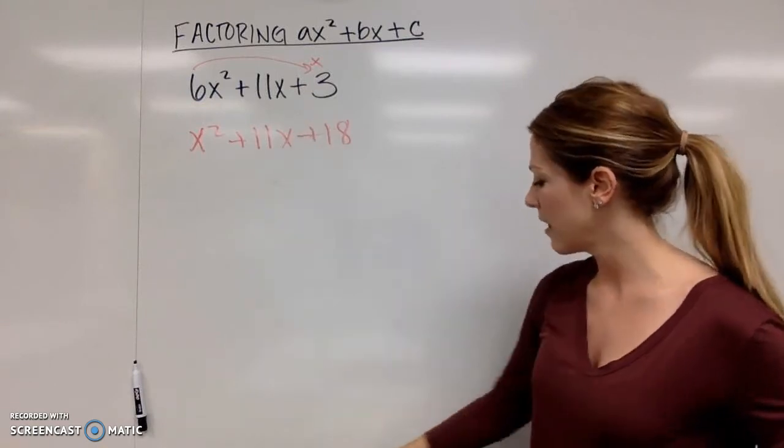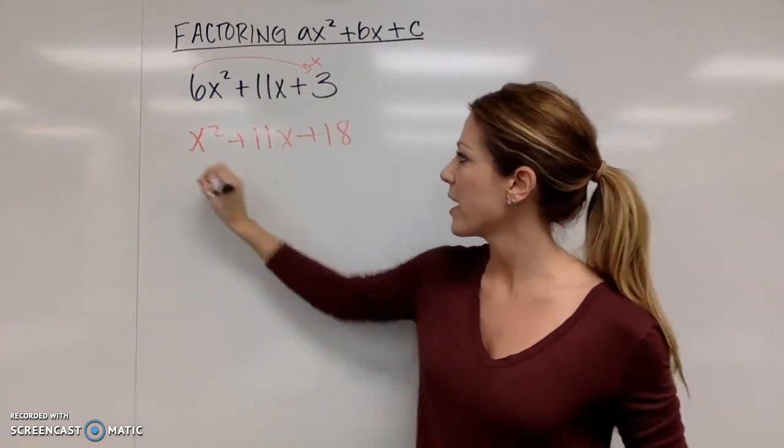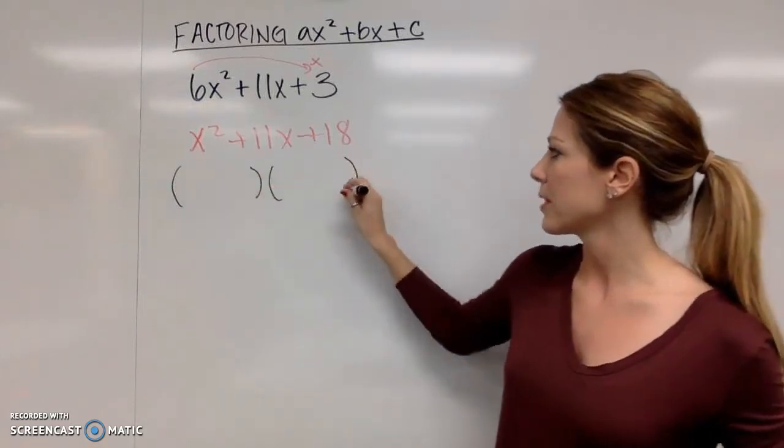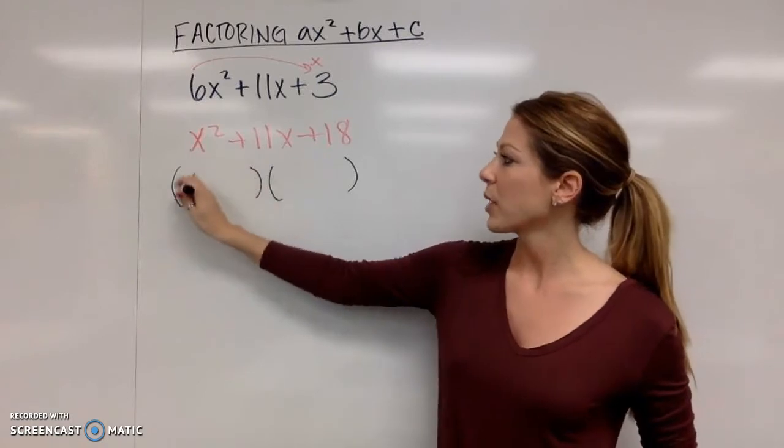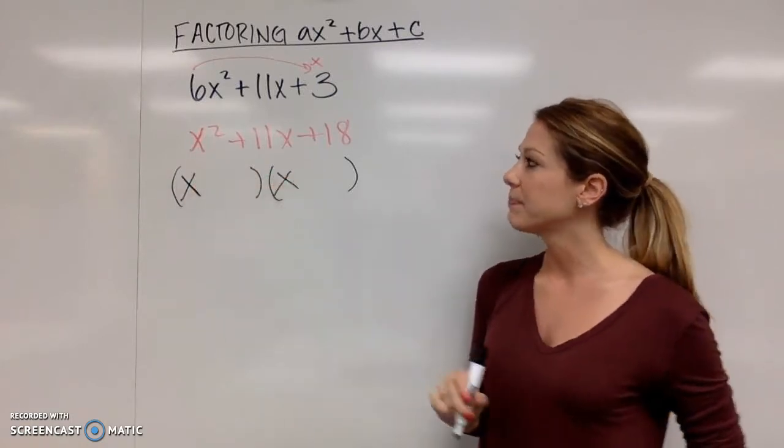So this is what our normal factoring has been. We're going to set up our 2 parentheses for factoring it into 2 binomials. We have an x squared in front, so x and x.